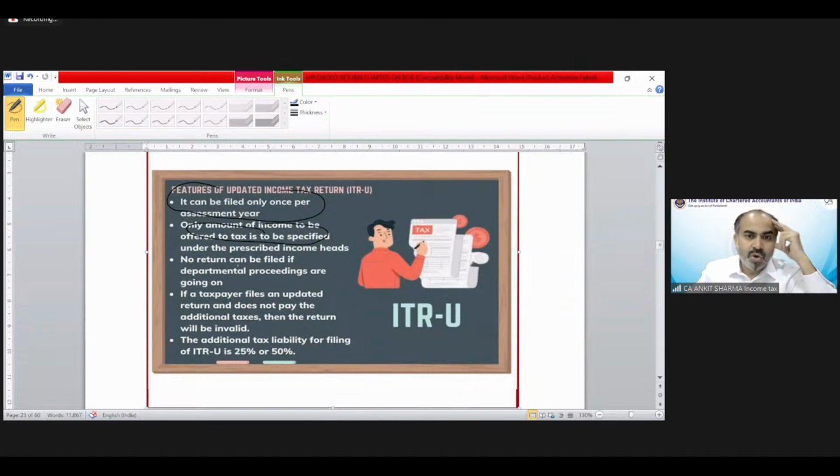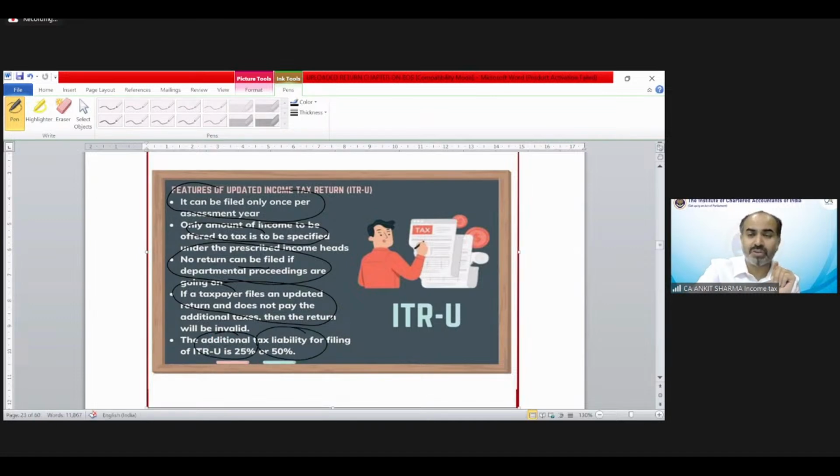No return can be filed if departmental proceedings are going on. If your case has been opened in the income tax department, if any legal proceeding is being carried on under the department for that year's case, you cannot file an updated return. If a taxpayer files an updated return and does not pay the additional tax, then the return would be invalid. There must be some extra tax you have to pay. There is a concept of additional tax. You have to pay that. If you do not pay it, then your return would be invalid. Technically, you are not able to file it. The additional tax liability is in some cases 25% and in some cases 50%.